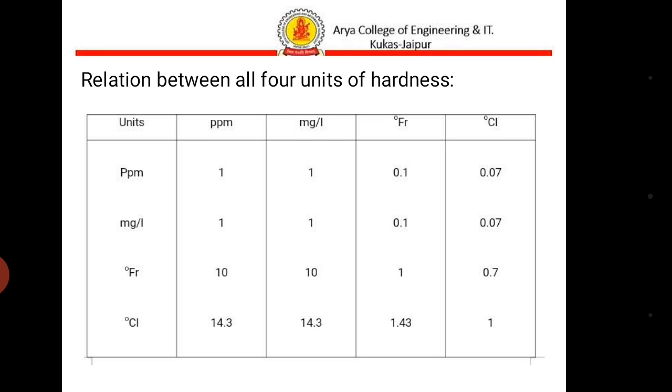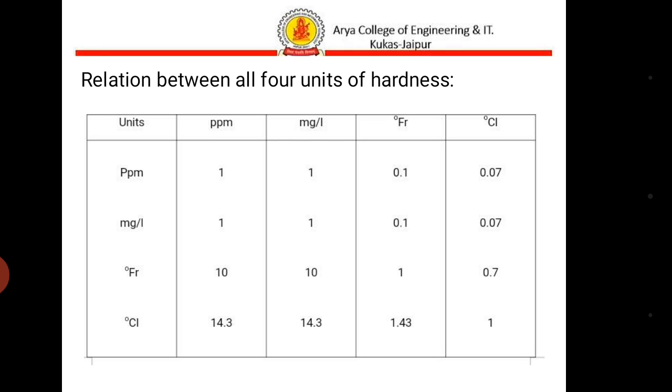Relationship between all four units of hardness. ppm convert into milligram per liter by multiply with 1. ppm convert into French by multiply with 0.1. ppm convert into Clark by multiply with 0.07.